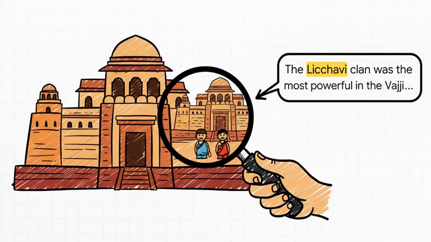And they didn't stop there. They went deep into ancient politics, right? Asking about the most powerful clan in the Vajji Confederacy. So the lesson here is pretty clear. Just memorizing a list of dynasties isn't going to cut it. You need to know how they worked, who the major players were inside those dynasties. It's all about connecting the dots.